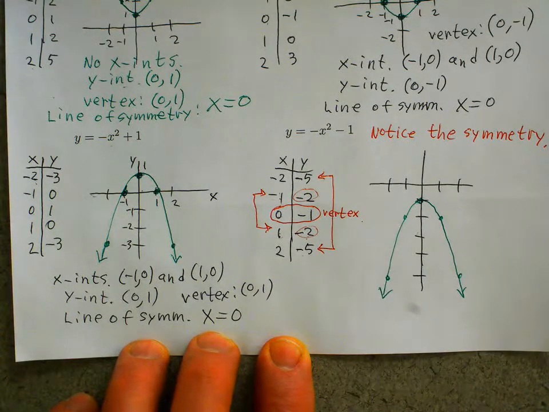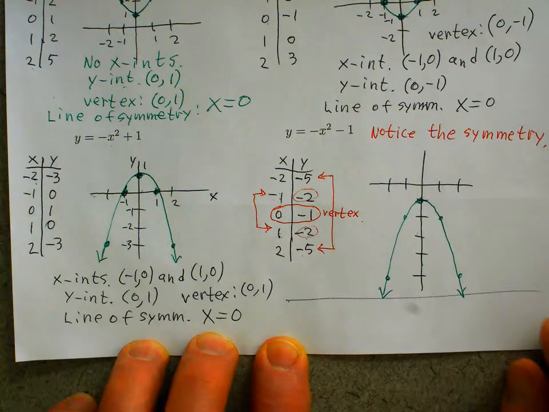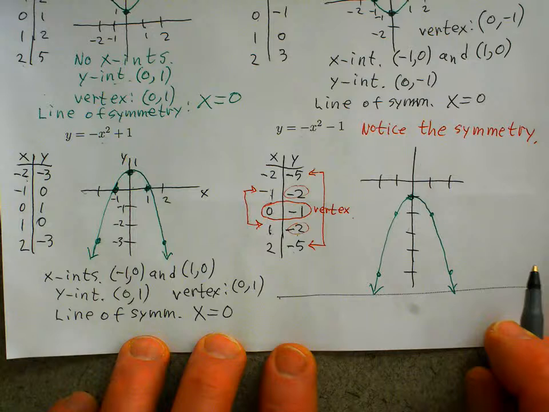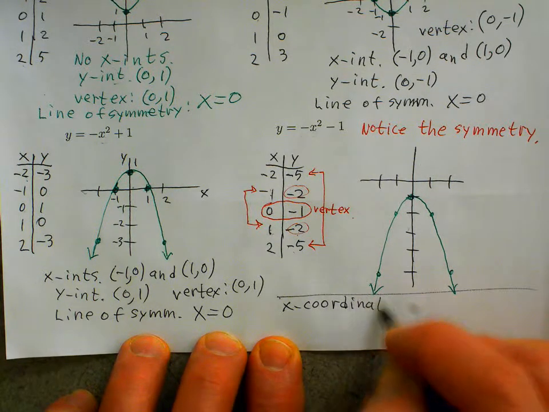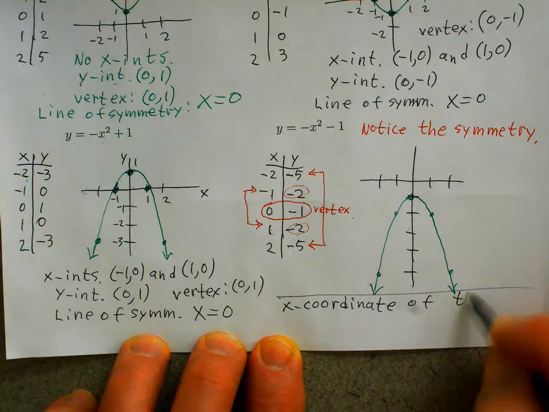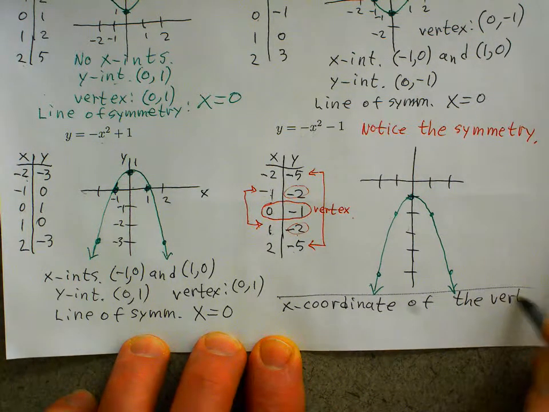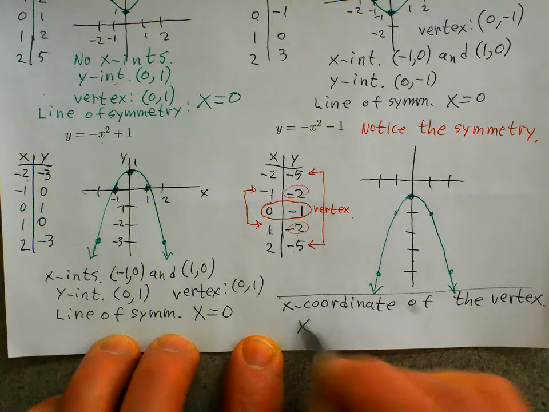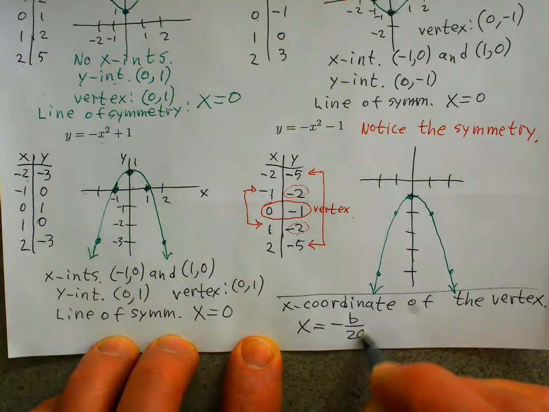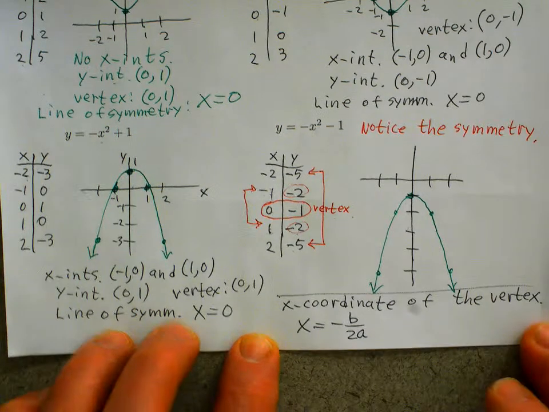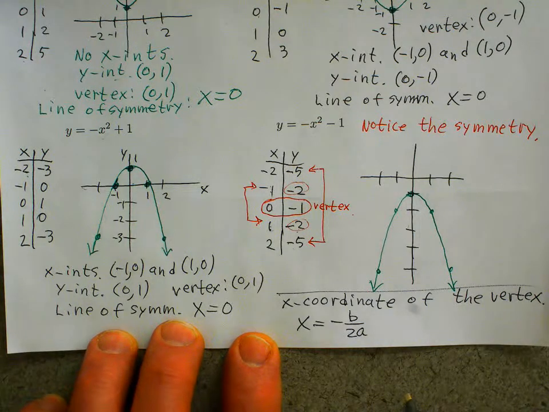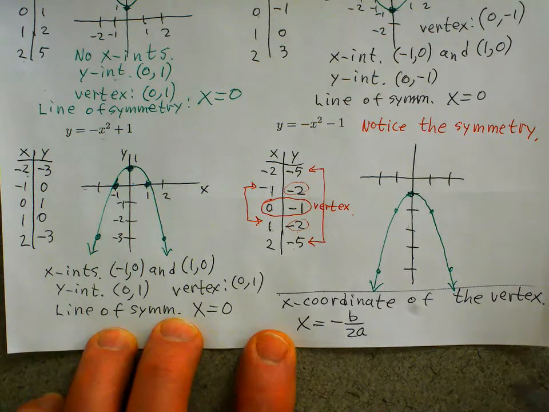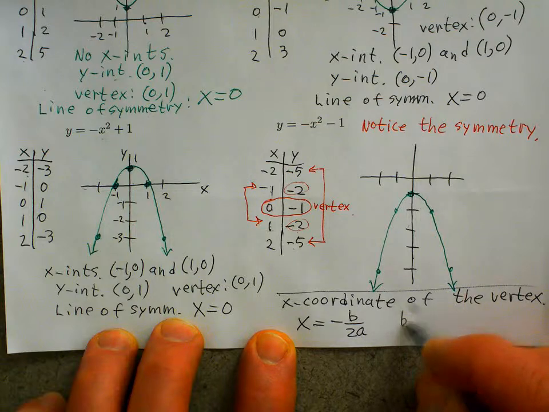Remember the formula for the x-coordinate of the vertex that was stated on the previous page? So x equals -b divided by 2a. Well, in each one of the quadratic functions that we've graphed so far, the value of b is 0.